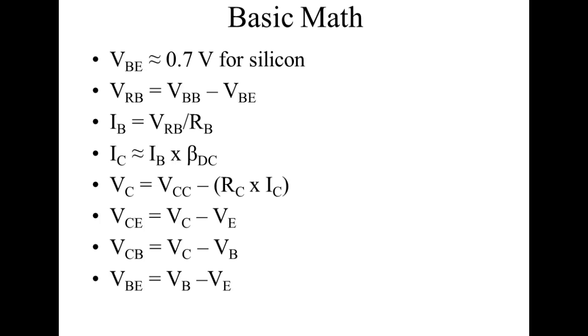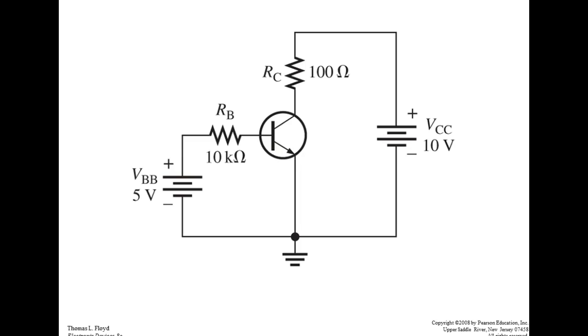Silicon, we're going to assume about 7/10. Germanium, we do what? 3/10. All the transistors that we're going to be wiring up in this class are silicon. Now, when we was looking at the transistors the other day, we had some germaniums in there, which is pretty interesting, right? Showed you how to test a transistor.